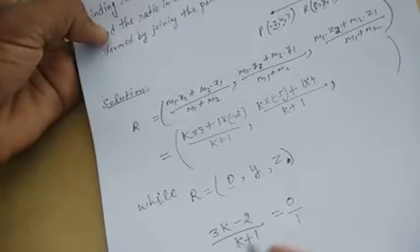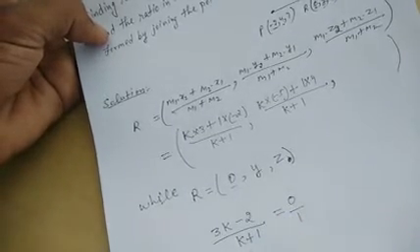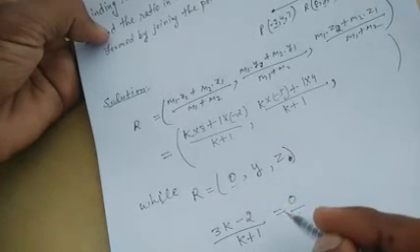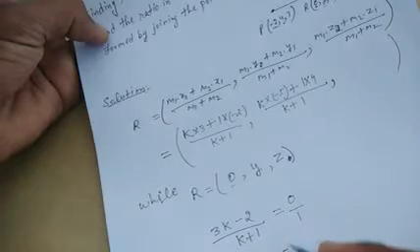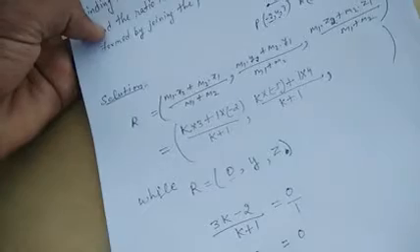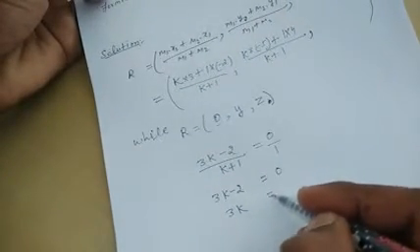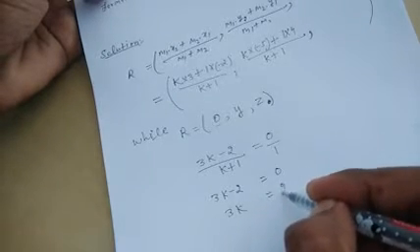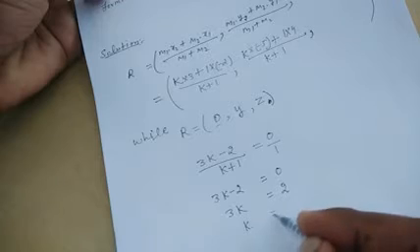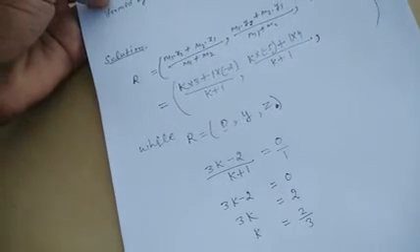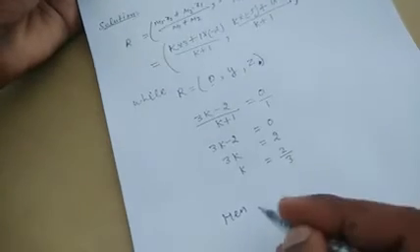Cross multiply both sides. 3k minus 2 is multiplied with 1 and gives the same value. k plus 1 is multiplied with 0 and gives the value 0. So 3k equals, taking minus 2 to the right hand side, 2. k equals 2 upon 3.